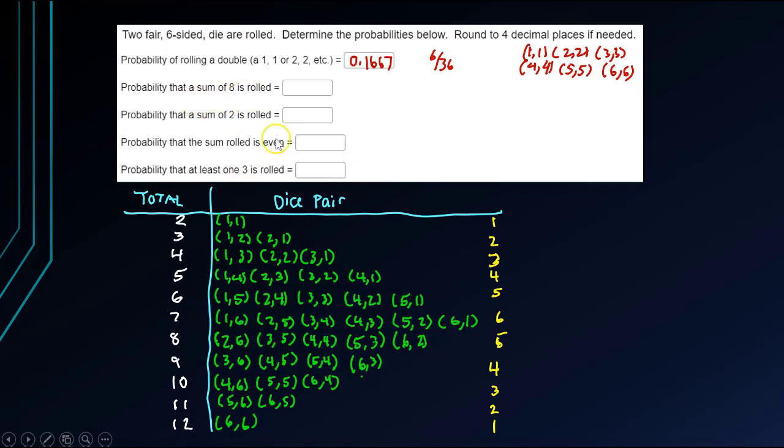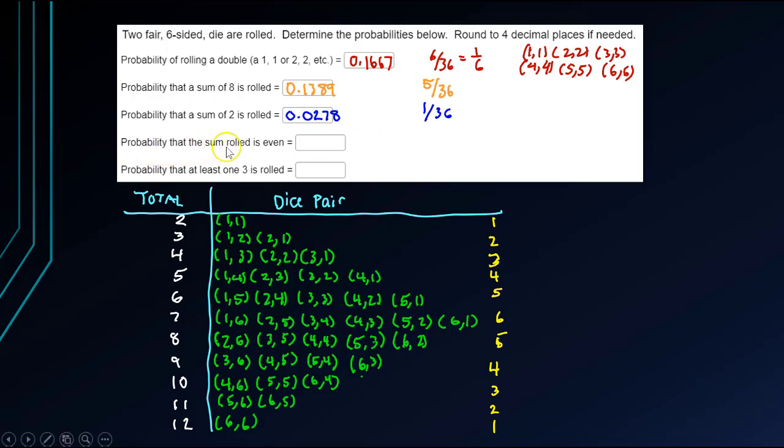Probability the sum of 8 is rolled. Well, here's 8, and there's 5 outcomes where I can roll an 8. So that's going to be 5 out of 36, and 5 out of 36 is about 0.1389. Probability the sum of 2 is rolled. There's only one outcome for that, 1 out of 36, and that's 0.0278 when rounded to 4 decimal places.